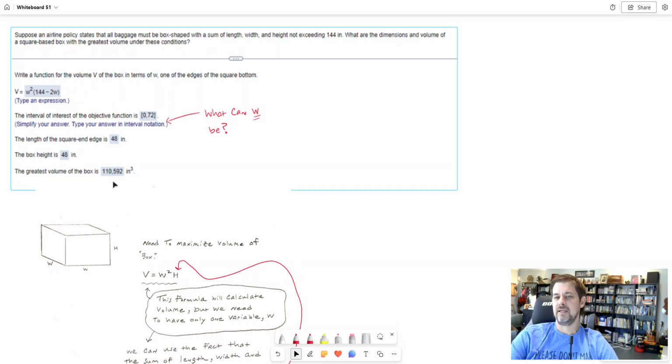Now, the one thing that I didn't talk about of all these questions here is what's the interval of interest in the objective function. So in terms of vocabulary, the objective function is the name we give to the function that we're trying to find the maximum or minimum of. So if it says find the maximum volume that's possible, the function that tells you the volume is the objective function. The interval of interest, what that means is what can W, the variable in that function, be?